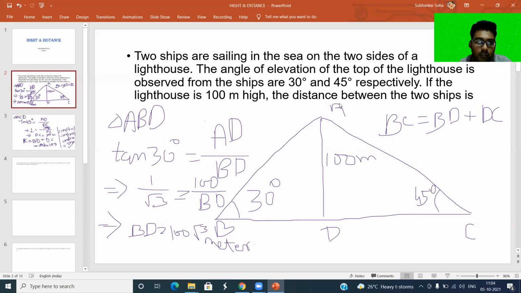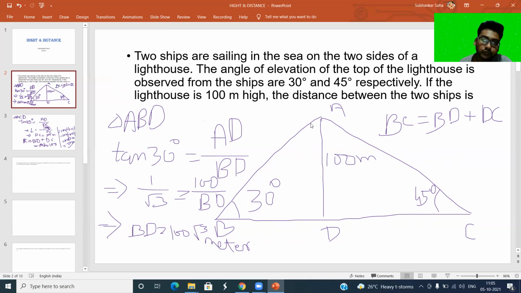देखो क्या क्या था. Two ships are sailing in the sea on the two sides of a lighthouse. It is the lighthouse. Two ships are here. It is one ship. The angle of elevation of the top of this lighthouse, observed from these ships, is 30 degrees and 45 degrees. One ship's angle of elevation is 30 degrees and the other is 45 degrees.